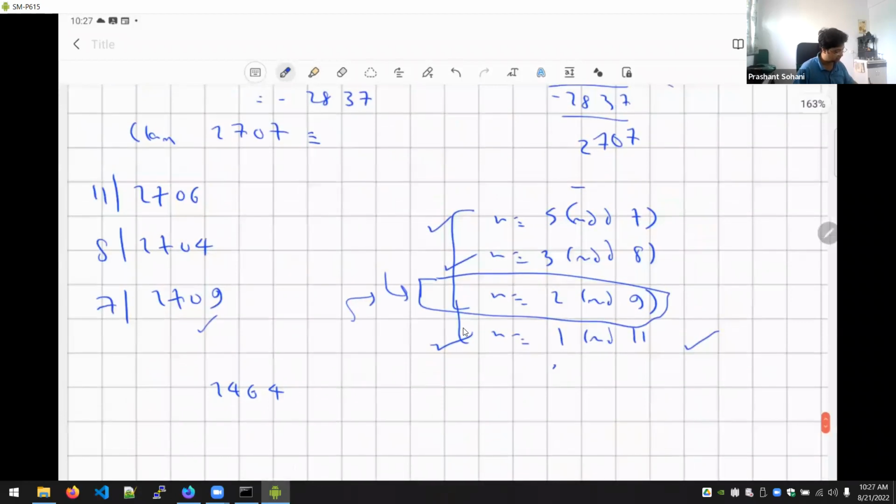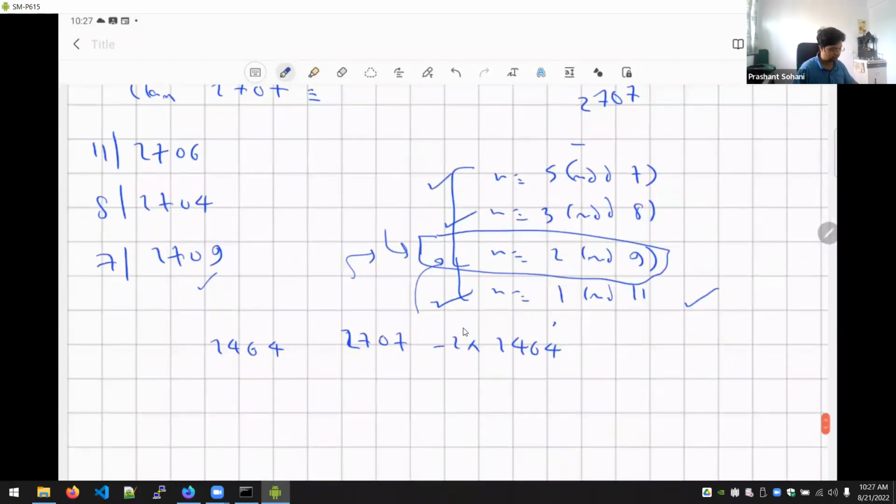So what was my answer? 2707 minus 2 times 2464. That should hopefully give me this. If I just compute modulo 9, I don't need to check everything else, just modulo 9 is sufficient. So modulo 9, what is the remainder of this? 7 modulo 9 minus 2 times 7. So this is minus 7, right? So it is congruent to 2 modulo 9. So yes, everything has worked out.